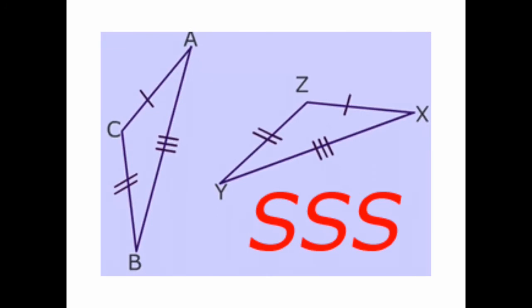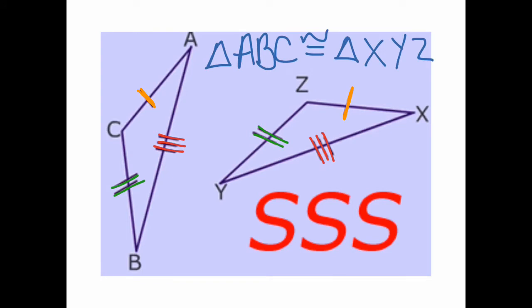So our first one is called SSS, which stands for side, side, side. So if you have all three sides of two different triangles congruent to each other, then you can prove the triangles are congruent. So here is one side here in yellow. Here's another side here in green. And here is our third side here in red. Notice all three sides of each triangle are congruent. Therefore, we can say that these triangles are congruent to each other.